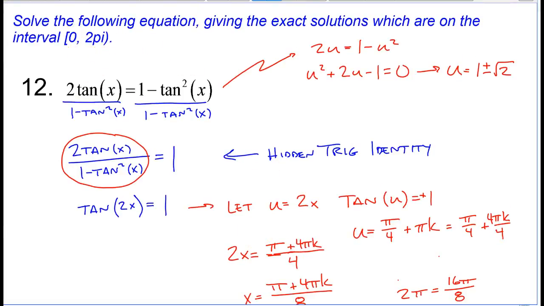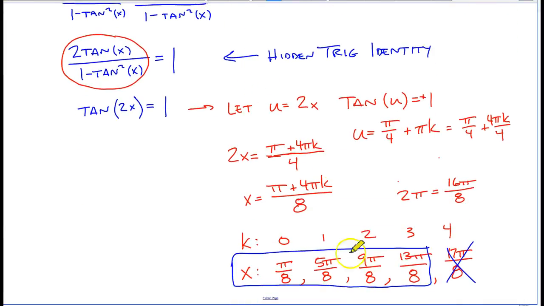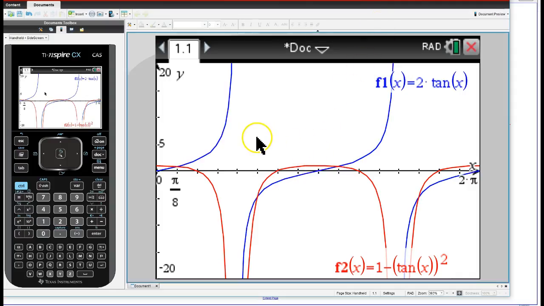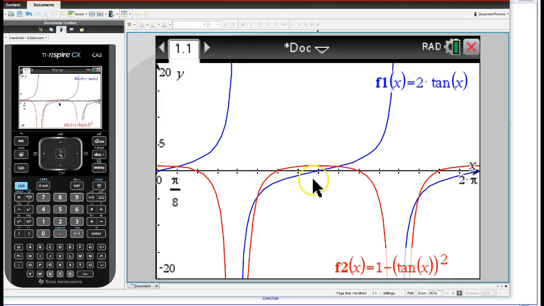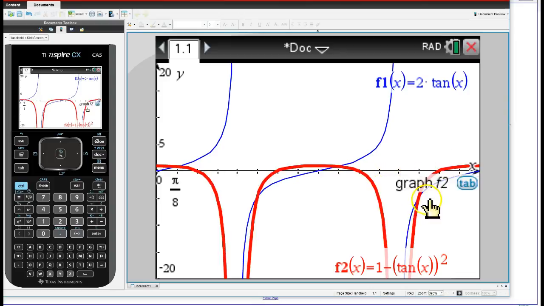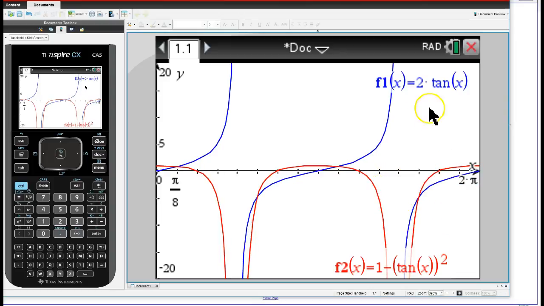I do want to just do one last thing for you before I end this video, and I want to graph y equals 2 tan x and y equals 1 minus tan squared of x. This is a good strategy just to make sure your answer makes sense. So again, we got 4 answers here. We should see these graphs intersect 4 times. And sure enough, look at that. I have pi over 8, 5 pi over 8, 9 pi over 8, 13 pi over 8. So those are the 4 intersections between y equals 2 tan x and y equals 1 minus tan squared of x.